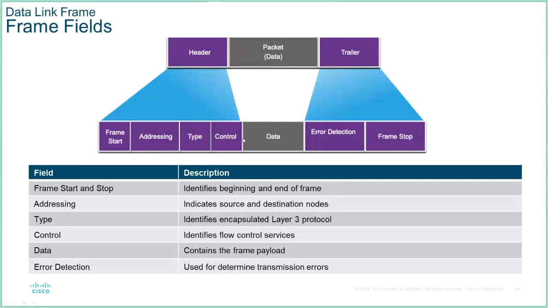Control is where we control the flow of services. So here we look at any quality of service. In other words, is it a voice packet that we're transporting? Does it have priority service? That's under control. The packet being transported, which is the data. Error detection, which is basically just a CRC check of the frame. And then the frame stop. Okay.